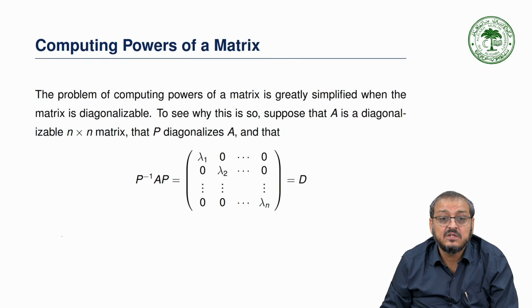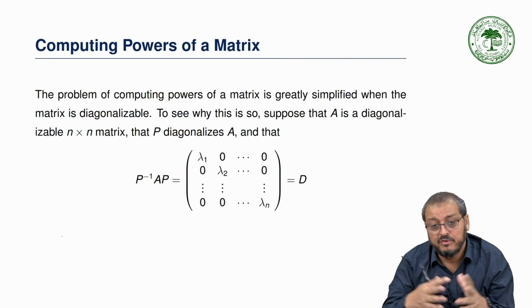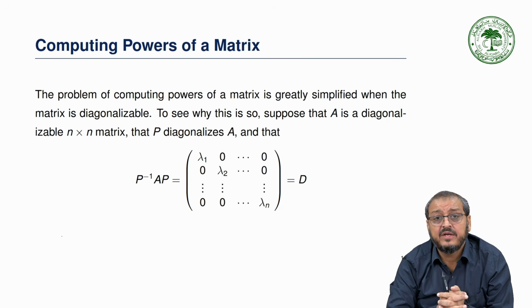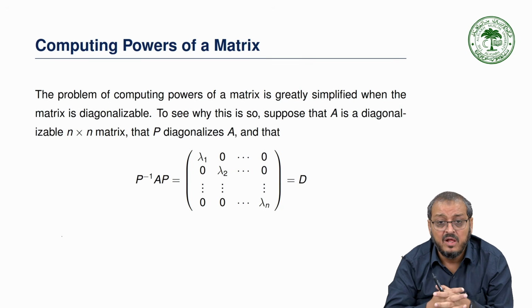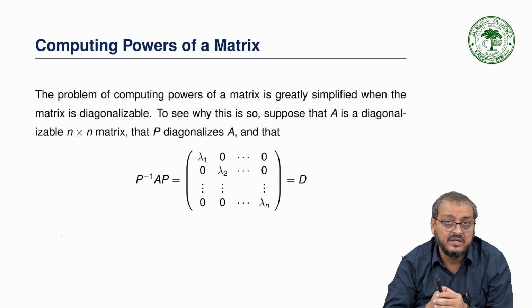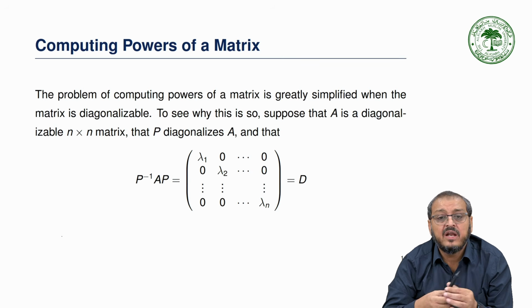Okay, now I come to the last part of this lecture, computing the power of a matrix. How do we compute the power of a matrix? The problem of computing the power of a matrix is greatly simplified when the matrix is diagonalizable. To see why, suppose that A is a diagonalizable n by n matrix, and P diagonalizes A.